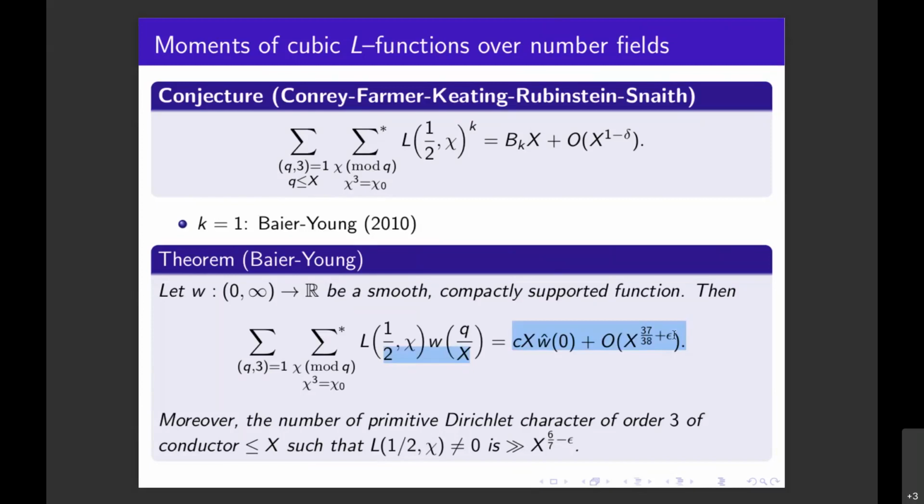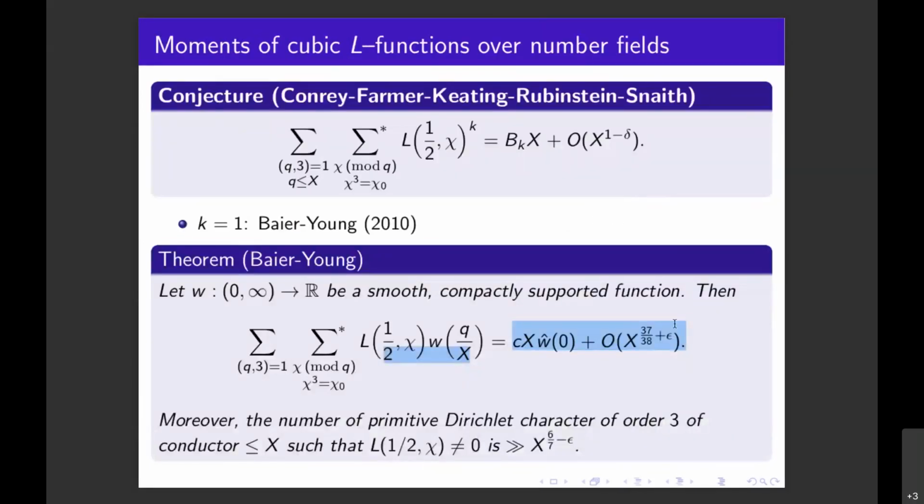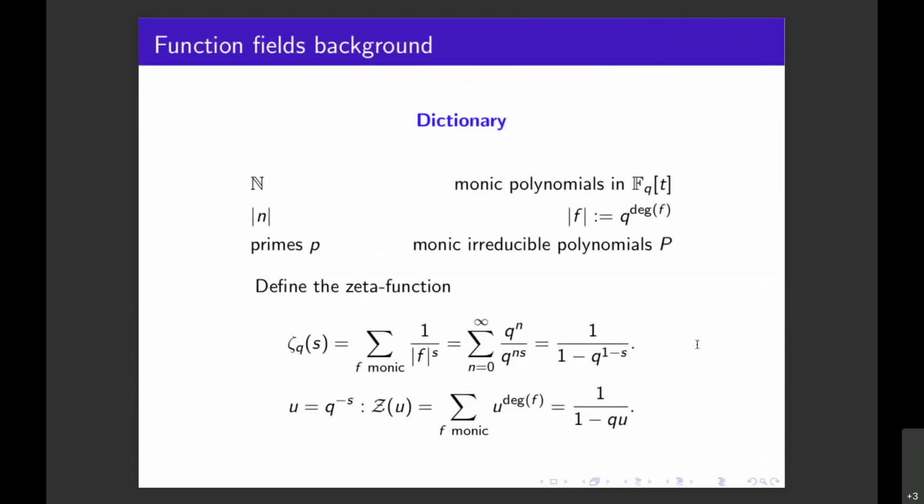Yeah, so we would like to be able to say that more than some constant c times x of these L-functions are non-vanishing. Okay, now this is the situation over number fields. So now I want to switch gears and talk about the function field setting.